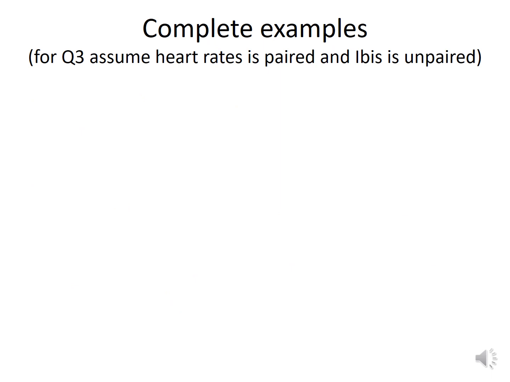So again, you can have a go at completing the examples. It gives you a little clue here for question 3. Assume heart rates is paired and the Ibis is unpaired. It gets very, very complicated and it's not very obvious from the question. Those questions are not from the exam board. I stole them from somewhere else. I can't even remember where I stole them from actually. Just online somewhere, I think.